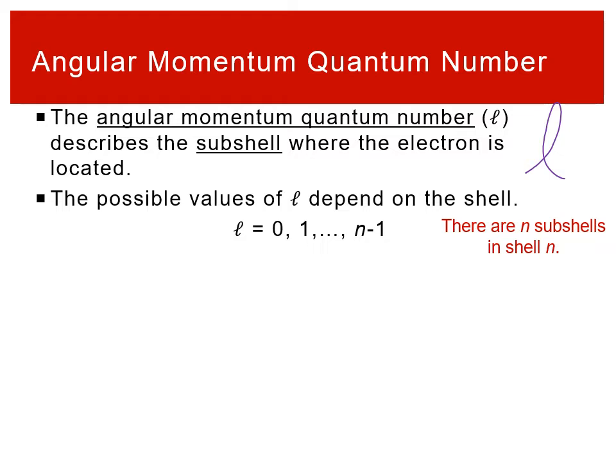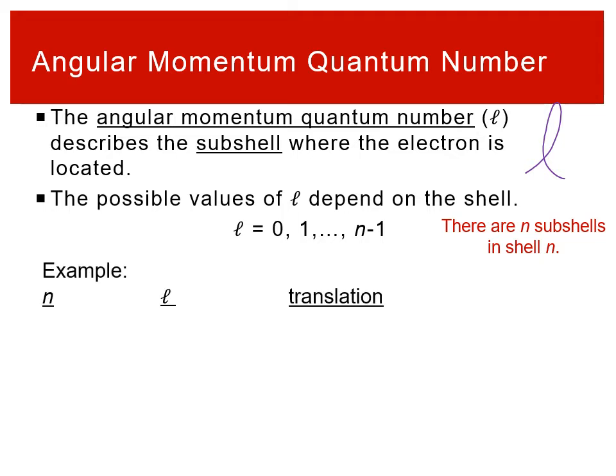It's a lower level of organization, smaller, there are fewer things in it: a subshell. The possible values of L depend on the shell that you're talking about. So what the value of n is determines what the possible values of L can be. L goes from 0 up to n minus 1, and you count those up by 1, so 0, 1, 2. Whatever the value of n is, you subtract 1. That is the maximum possible value for L. And the lowest possible value for L is going to be 0. So you can have a 0.